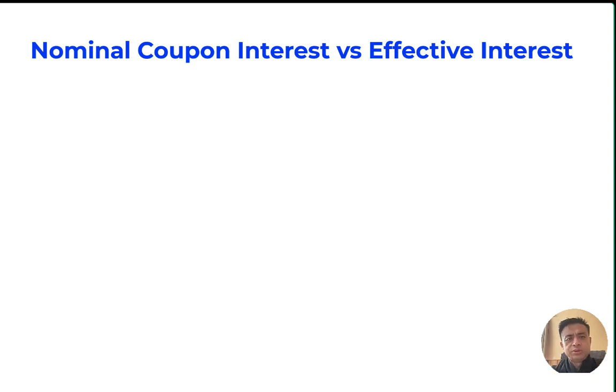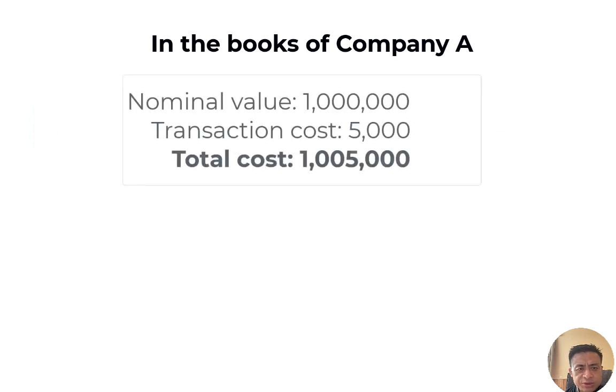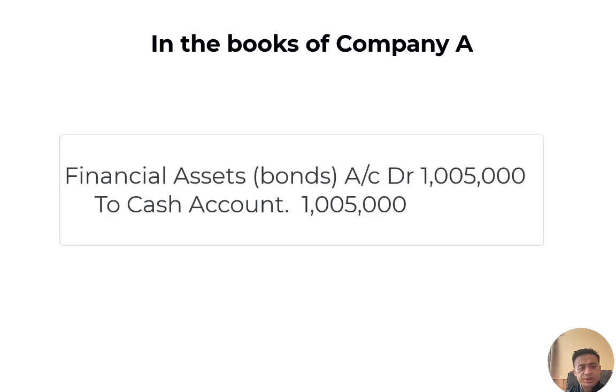So how do we account in the investing company, that is, in the books of company A? Initially, the bond will be recognized at cost, that is, the purchase price, nominal value of 1 million plus transaction cost of 5,000. So a total amount of 1,005,000 has been spent, and on the date of purchase of that instrument, company A will pass the following entry: financial asset accounted to cash account. So they have paid 1,005,000 on purchase of the bonds.